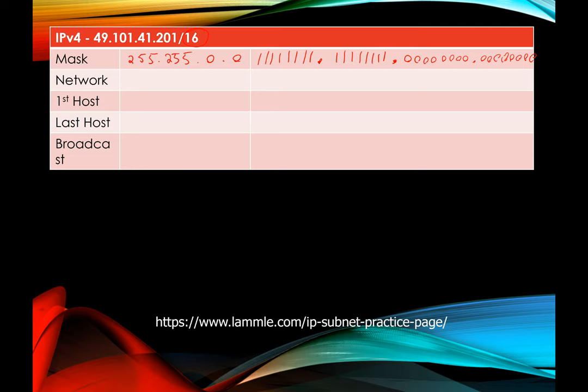So we know the network itself is 49.101.41.201. And that's the equivalent of a binary 0011001. Okay, and then 101 in binary is 0110101.